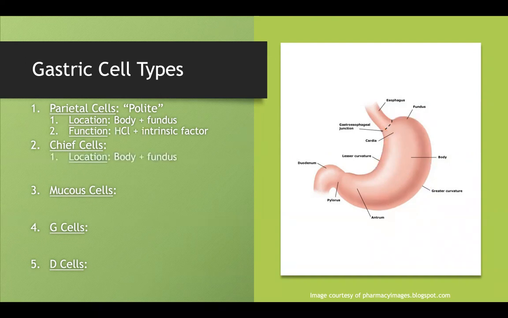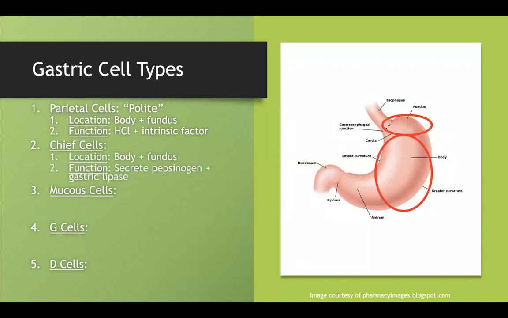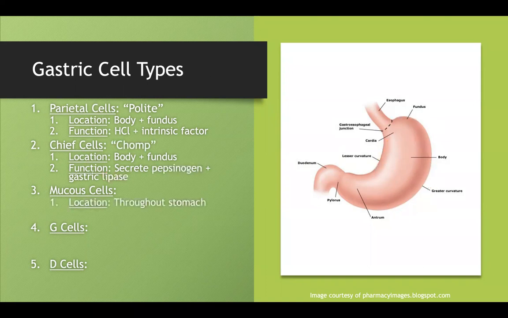Let's talk about chief cells now. They're also located in the body of the fundus. And the chief cell's function is to secrete pepsinogen and gastric lipase, which are both helpful for enzymatic breakdown. And so I think of chief cells as our chomp cells because they break down stuff. And our mucus cells are pretty easy to understand. They're located throughout the stomach. And as you'd expect, they produce mucus and they also produce bicarb. So they basically counteract the acidic environment that our body tends to produce in our stomach.